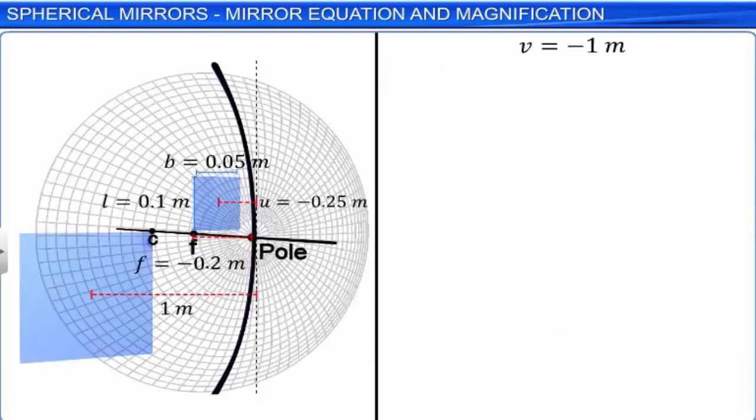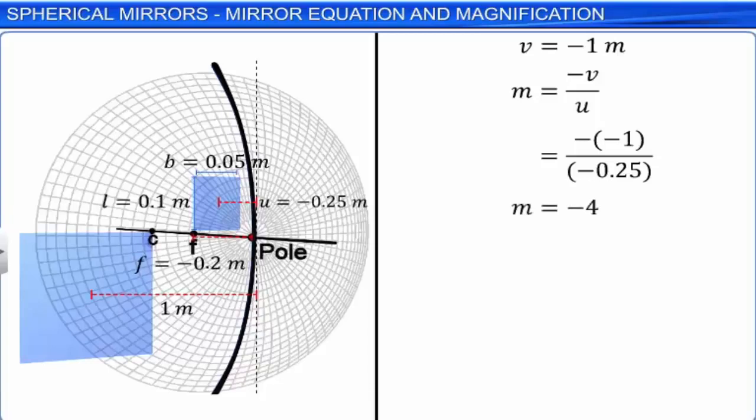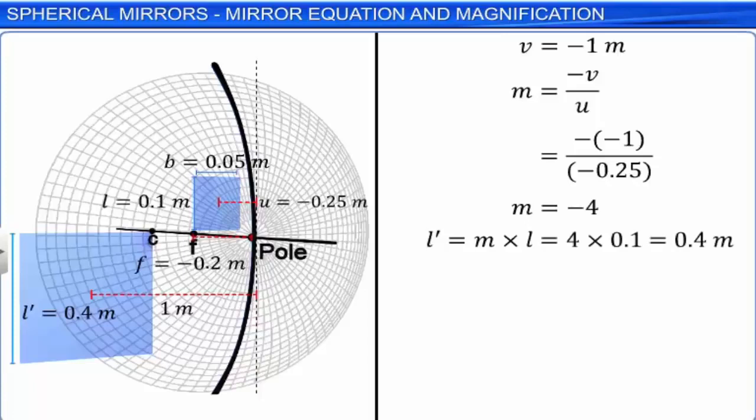We know that magnification M is equal to minus V by U. On substituting the values for U and V, and on further simplification, we get M is equal to minus 4. That means the image is 4 times bigger than the object. Note that the minus sign for magnification M indicates that the image formed is inverted. Now the length of the image L dash is equal to M into L, which is equal to 0.4 meter. And the breadth of the image B dash is equal to M into B, which is equal to 0.2 meter.